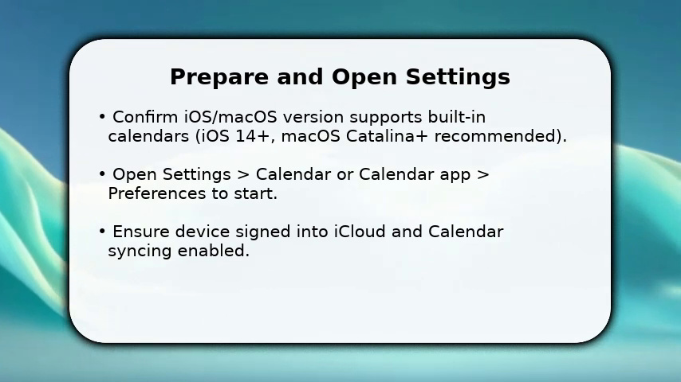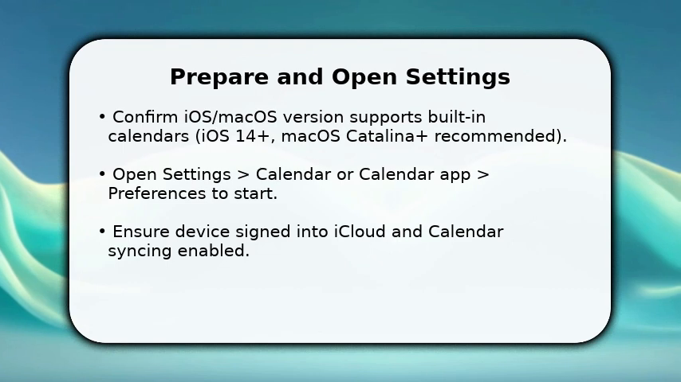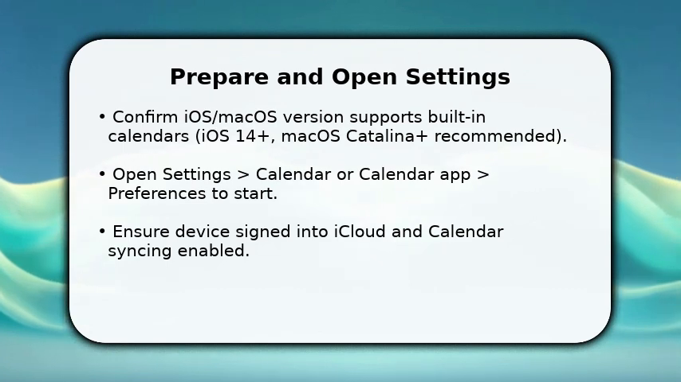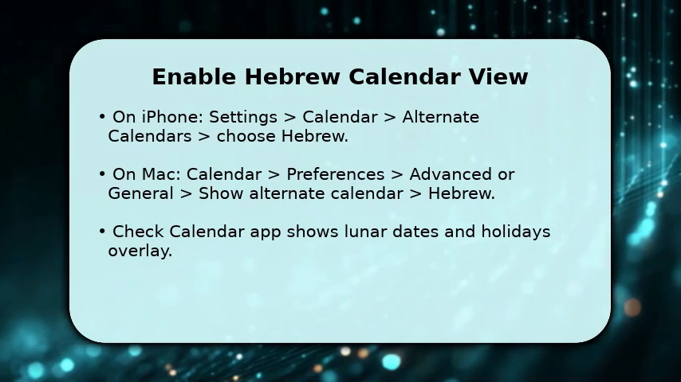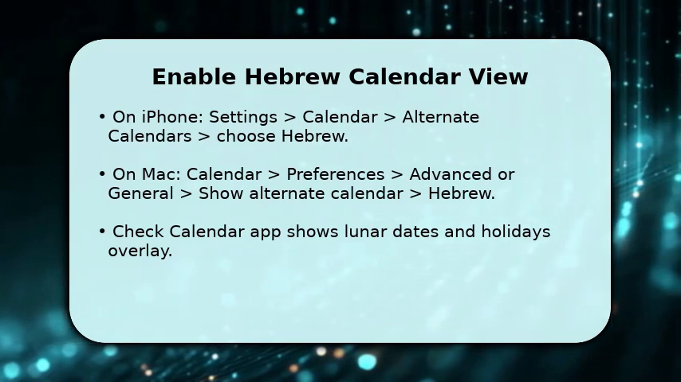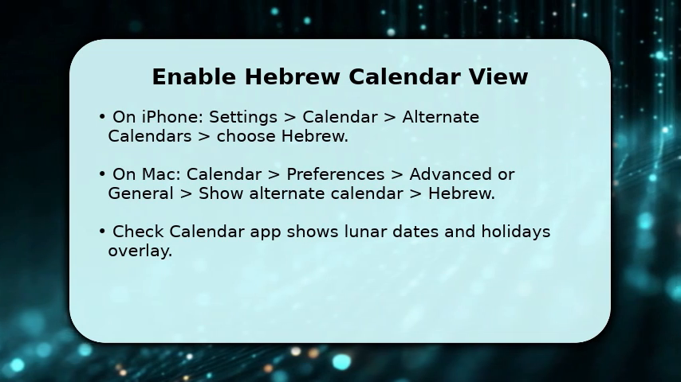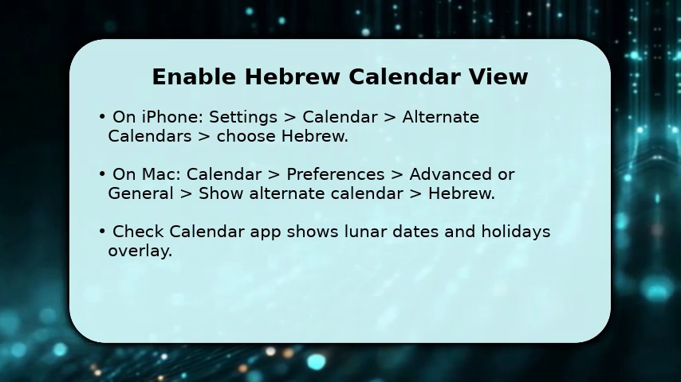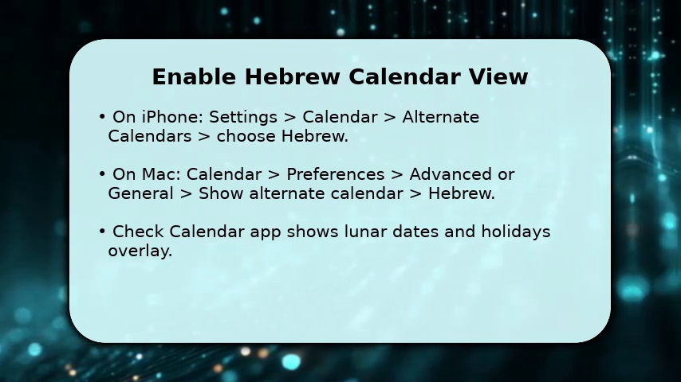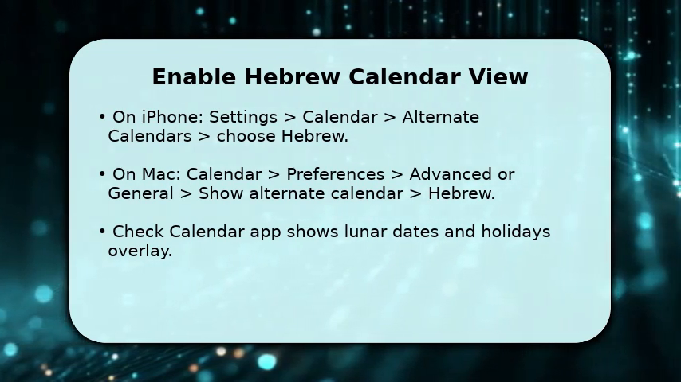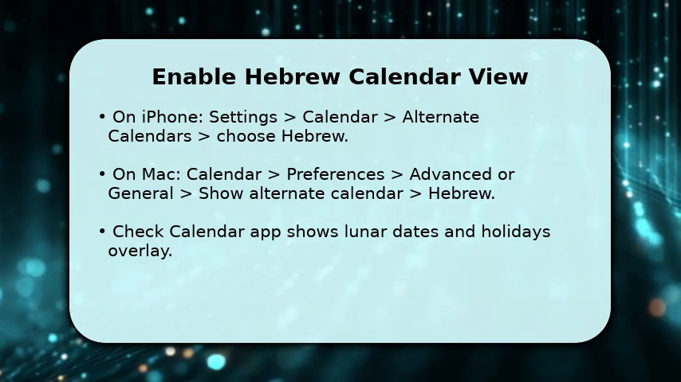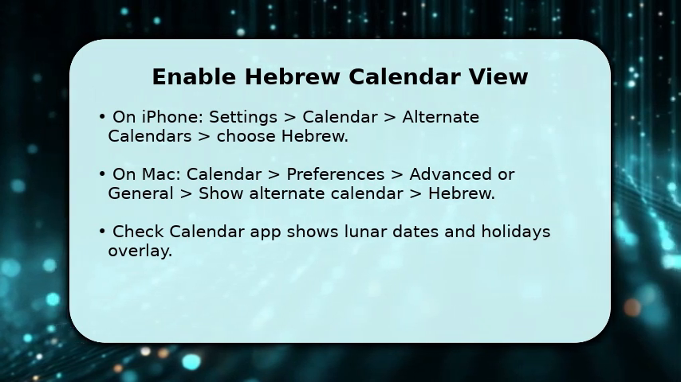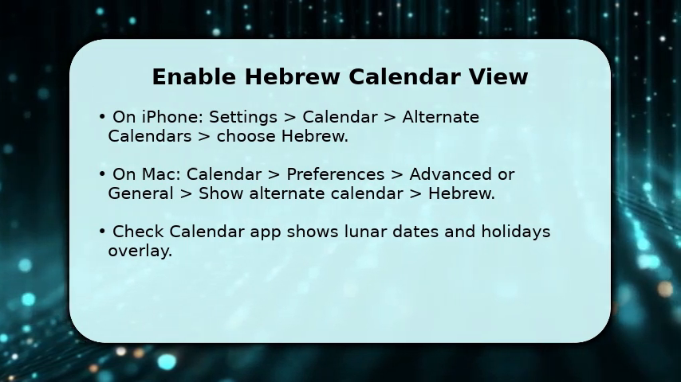This step prevents missed changes and keeps your Hebrew calendar synced across devices automatically. Now change the alternate calendar setting so Hebrew dates appear alongside Gregorian dates. On iPhone, use Settings, Calendar, Alternate Calendars, and select Hebrew. On Mac, open Calendar Preferences and enable Show Alternate Calendar, selecting Hebrew. This overlays Jewish months and days on your existing events so you can see both systems at once.